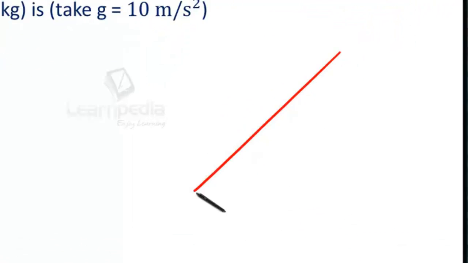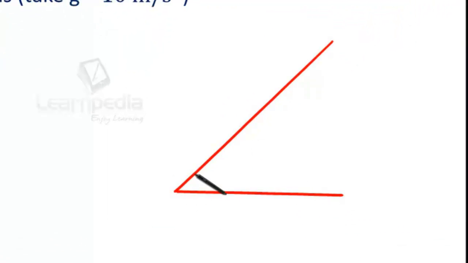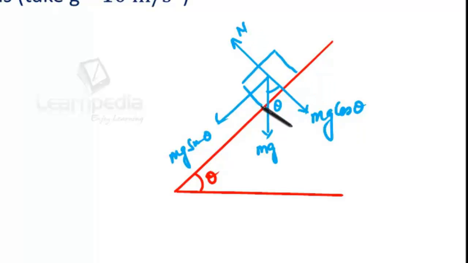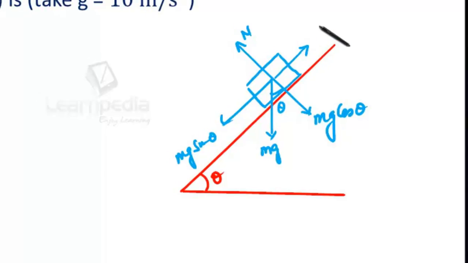So let us take this is an inclined plane of inclination theta. Now a body is kept on the inclined plane. The force acting on the body is mg, which we can split into two components. If this angle is theta, this component will be mg cos theta, and this component will be mg sin theta. Normal reaction will be N. The force of friction will act here, so we can draw the force of friction at this point as F.